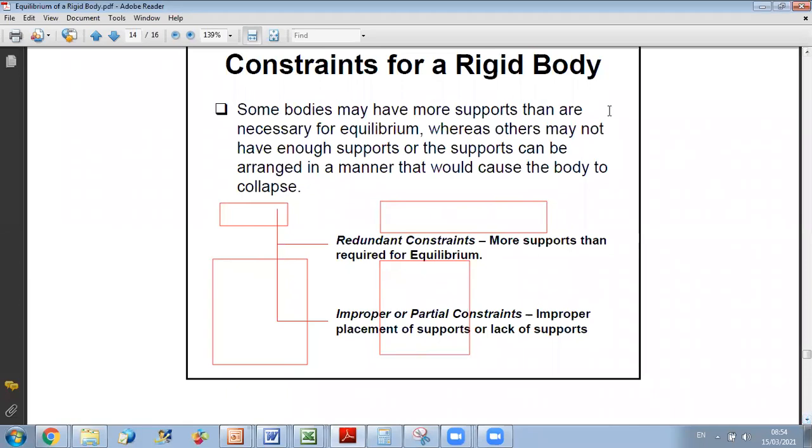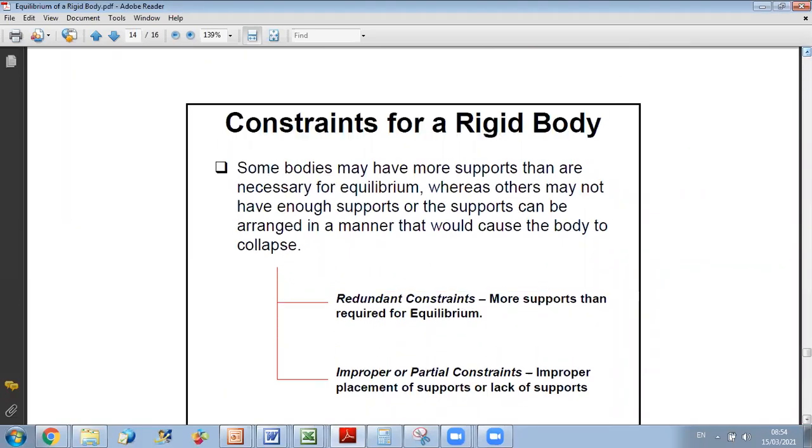Now, sometimes equilibrium is not possible, or sometimes equilibrium is only possible in particular cases. What do I mean by this? If I don't select properly my support, I might end up with cases that cannot always be in equilibrium. Some bodies may have more supports than are required for equilibrium, whereas others may not have enough supports, or the supports can be arranged in a manner that would cause the body to collapse.